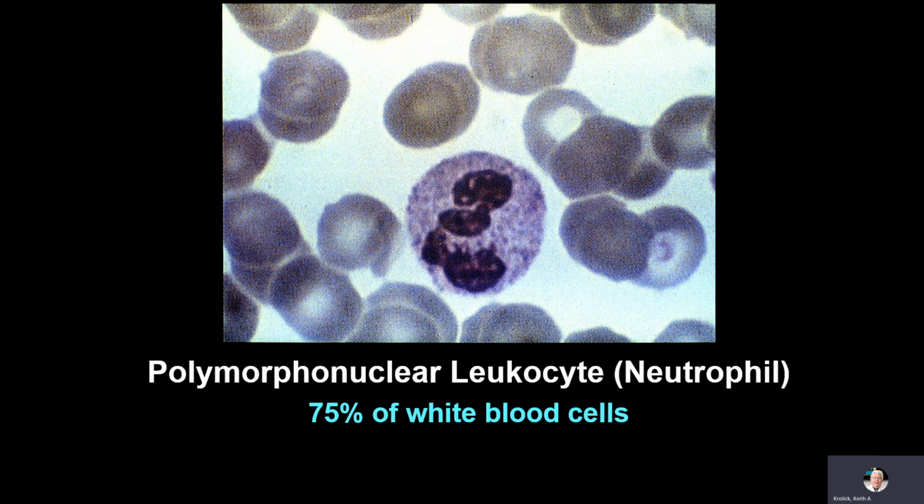So these polymorphonuclear leukocytes, these PMNs, the vast majority are neutrophils, as I said, that make up 75% of the white blood cells. But the basophils and eosinophils and so forth are also polymorphonuclear leukocytes. Okay, so this is one of the main cells that provide us with inflammatory defenses.